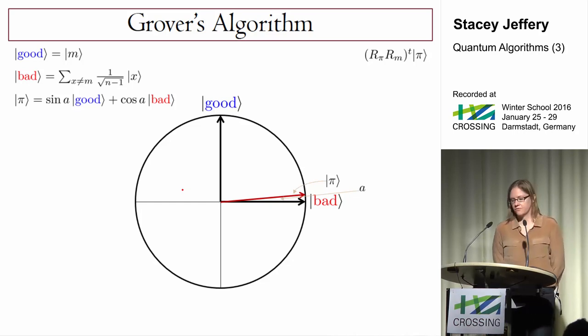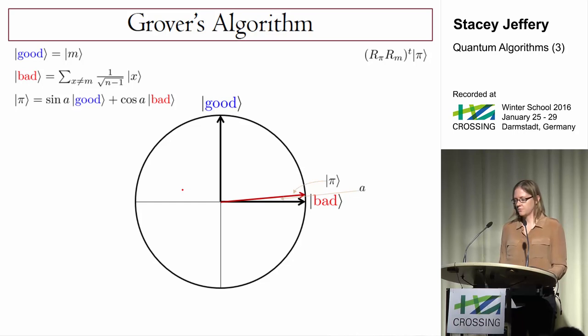And what does that mean? That means if we were to measure pi, with very large probability we would not measure good. So good is the thing we want to measure, and bad is the superposition of things we don't want to measure. So if we were to measure pi, the probability that we would measure good would be very small, because you can see that pi has very small overlap with good. The projection onto good is very small. So throughout the algorithm, what we want to do is move our state closer to good. So now I'll show you how the algorithm actually does that.